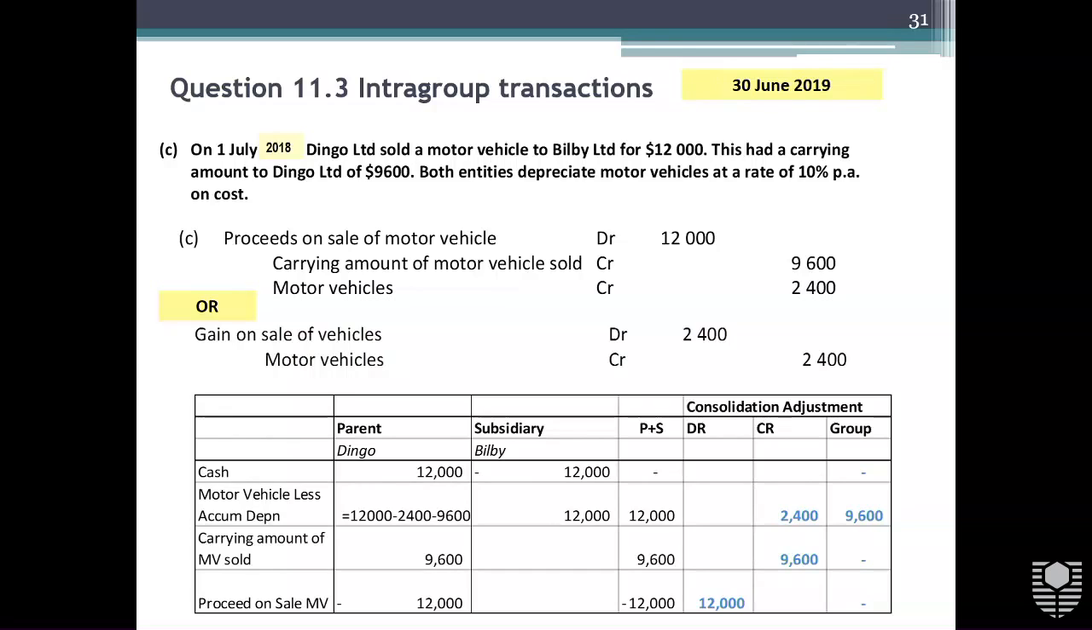The proceeds on sale, we need to take that out, $12,000. The carrying amount of the vehicle sold, $9,600, in the books of the parent. The motor vehicle is currently in there at $12,000. We need it to be at the original value of $9,600, so there's a difference of $2,400. Or if you use a gain on sale account, we need to remove that gain: debit the gain, credit the motor vehicle $2,400 because it's overstated.